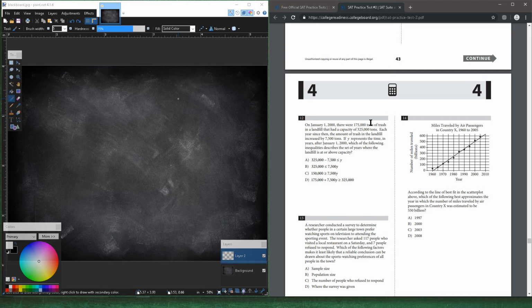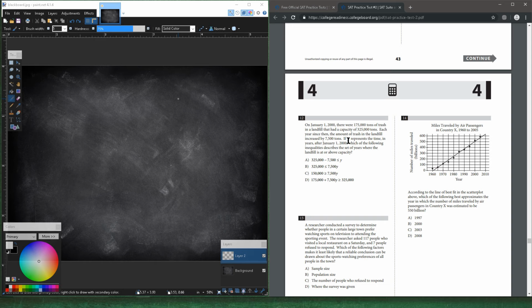On January 1st, 2000, there were 175,000 tons of trash in a landfill that has a capacity of 325,000 tons. Each year since then, the amount of trash in the landfill increased by 7,500 tons. If y represents the time in years after January 2001, which of the following describes the set of years where the landfill is at or at its greatest capacity?